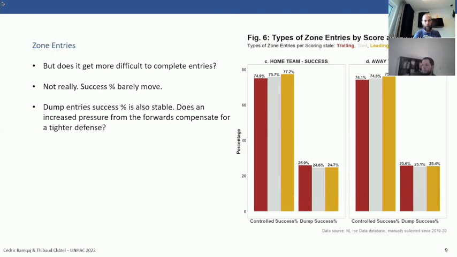And for dump entries, the success percentage is also stable, but it even increases a little bit when you're trailing. For that, the assumption is that maybe there is a balance between the defense that plays tighter, more alert, and the forwards also playing a more intense game because they're under pressure of tying the game. So at the end of the day, the two teams are playing a bit differently, but the balance remains neutral. We also know that defensemen tend to let the forwards recover the dump in order to pin them along the board and stop the puck from moving.